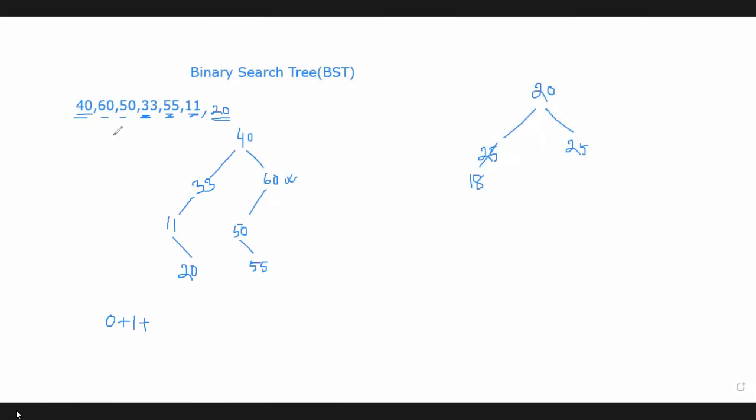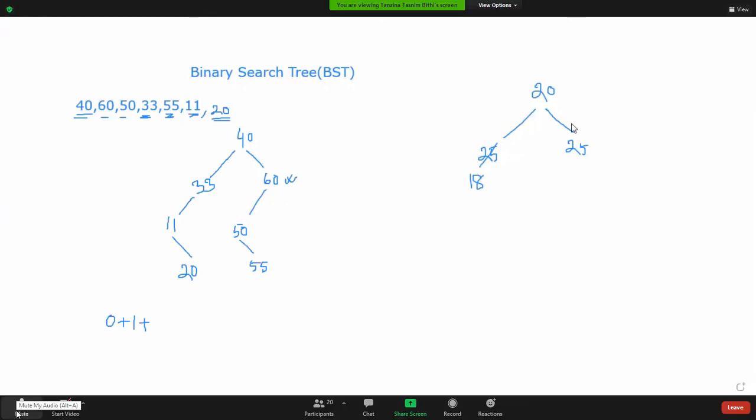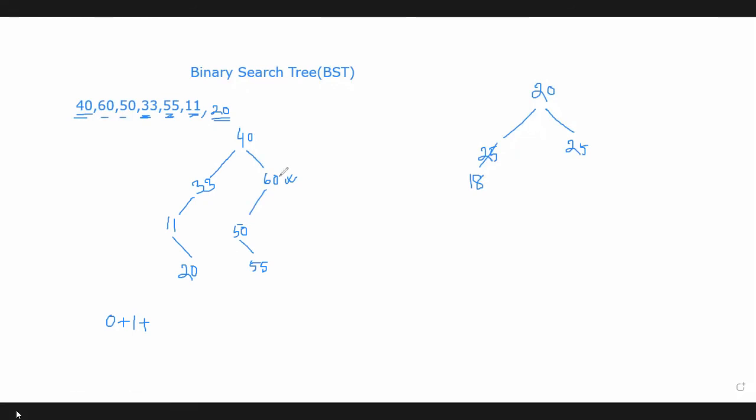Then the next node is 50. So for inserting it in the tree, how many times do we perform the comparison operation? Every time we have to start the comparison operation from the root node. So at first we compared 50 with the root node 40. That was our first comparison. After that we compared 50 with another node 60. That means after 2 comparisons we added that node in the tree. So for 50 the number of comparisons was 2.